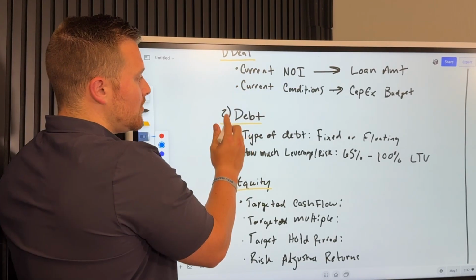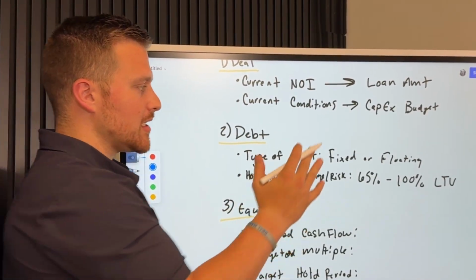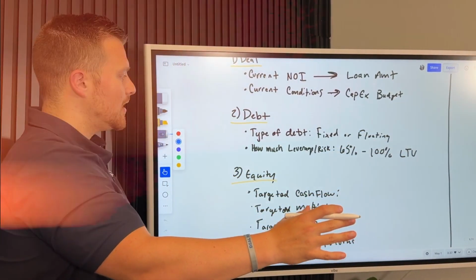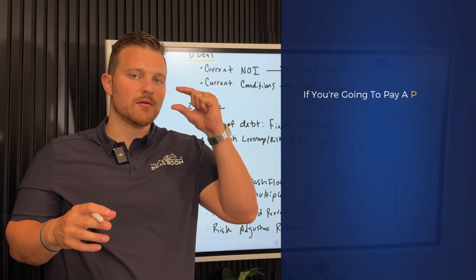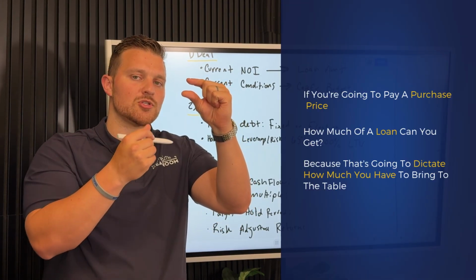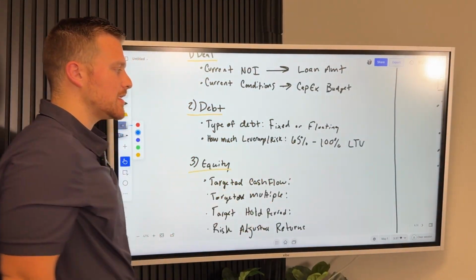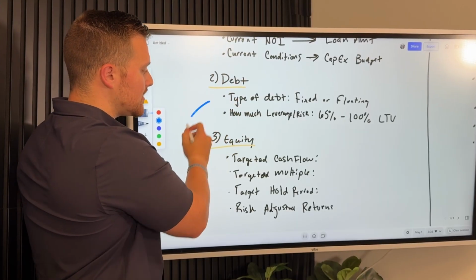So we look at the deal, and then the deal dictates the type of debt that I can use on it, whether it's going to be a fixed rate or a floating rate loan, and we'll go through what these mean. And more importantly, looking at it from the overall acquisition, if you're going to pay a purchase price, how much of a loan can you get? Because that's going to dictate how much you have to bring to the table. So how much leverage can you qualify for on the deal? So the deal dictates the debt, and then the debt dictates the equity.